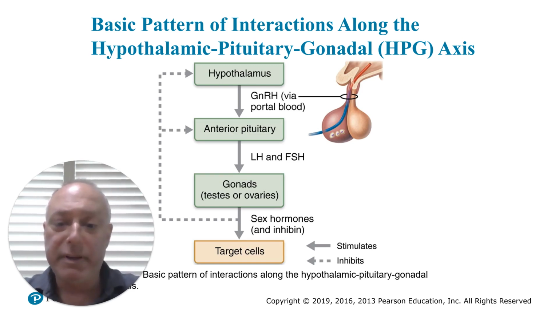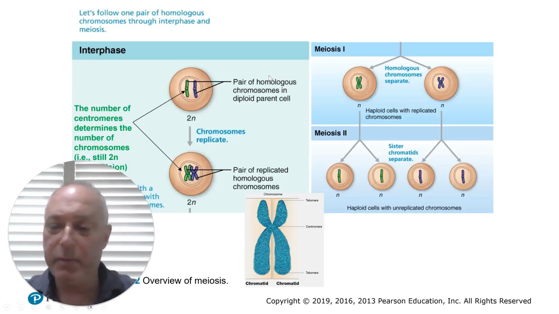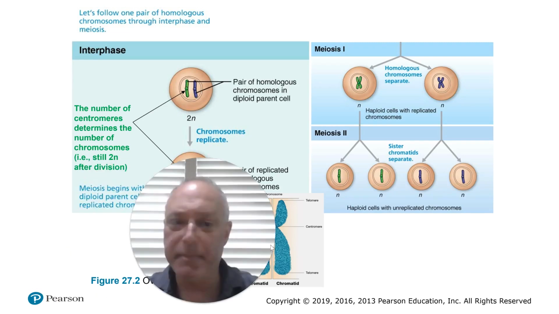Now, the gonads will release a sex hormone, or actually an inhibitory hormone called inhibin, which will then feed back and decrease your GnRH, LH, and FSH secretions. Okay, so let's first talk about cell division.